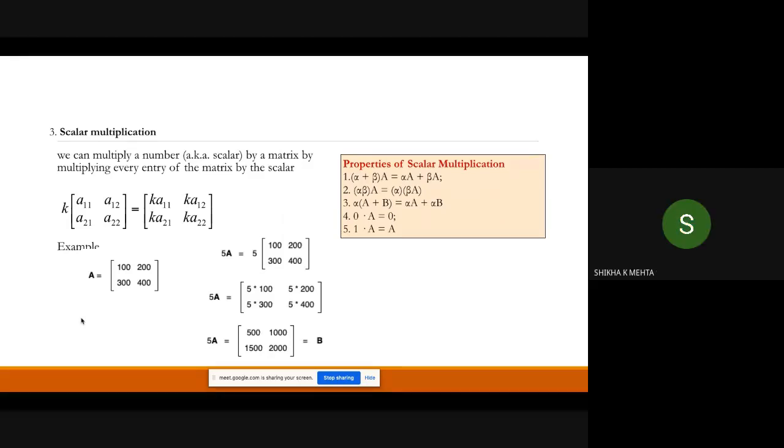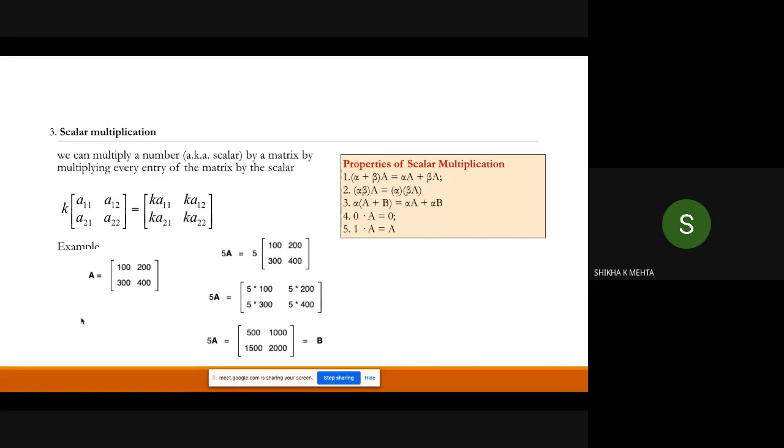Then we move to scalar multiplication. We have already done scalar multiplication of vectors. Now we follow a similar process for scalar multiplication of matrices. We multiply each element of the matrix with the scalar value. Here we have a 2 by 2 matrix, 100, 200, 300, 400, and we multiply this matrix A by a scalar value 5. We simply multiply each element of this matrix with 5, and that will be the final answer.